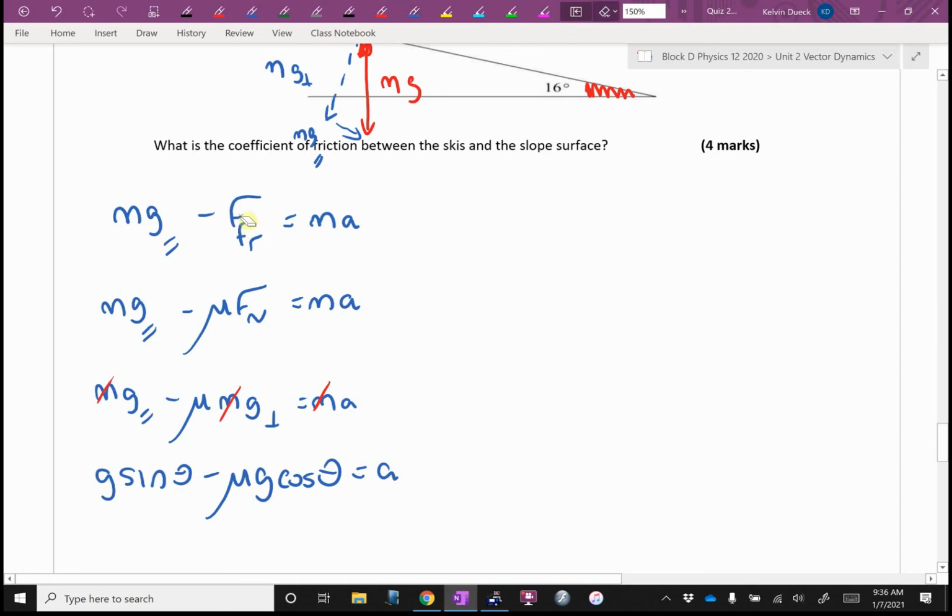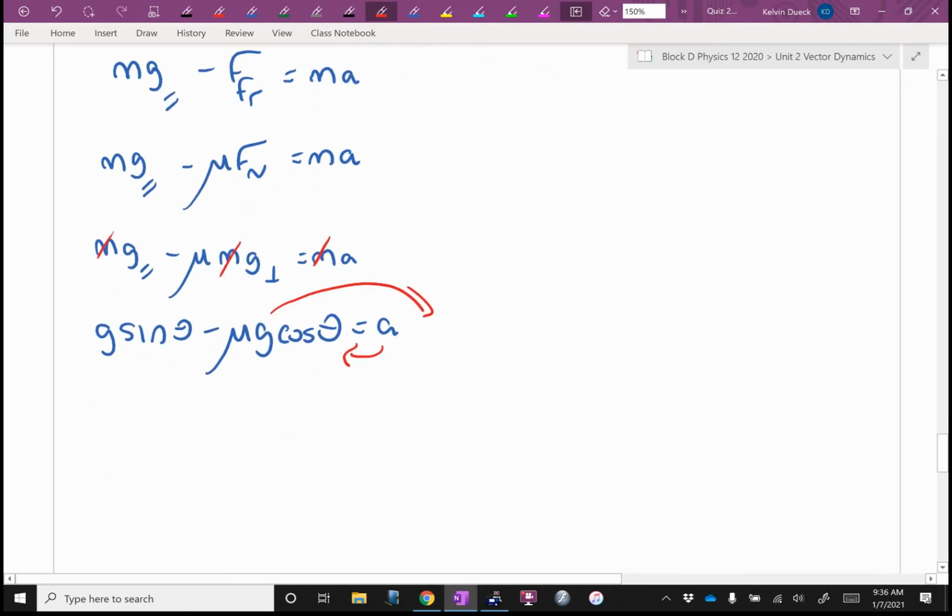I could plus the friction over on this line already because I know that's where the mu is hidden. I'm going to plus the friction over here. In fact, I'm going to do a swappy dance. I'm going to minus the a to the left, and I'm going to plus mu g cos to the right. I'll get g sine theta minus a equals mu g cos theta.